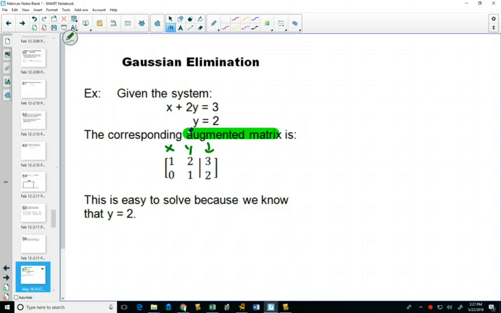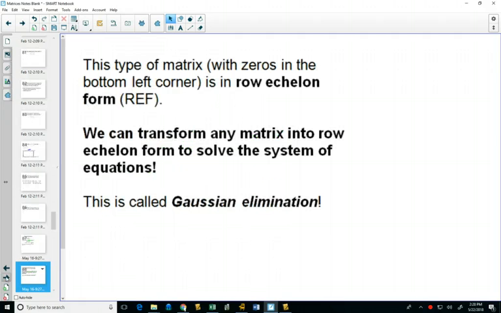So if you have a matrix that looks like this with a 0 and a 1, well, then you know right away from this that y is equal to 2. So if we have a matrix that doesn't look like that, what we do is we change things around to make it look like that. So this type of matrix with a 0 in the bottom left-hand corner, and if it's a 3 by 3, you'd have 3 zeros in that bottom left-hand corner, is called reduced echelon form.